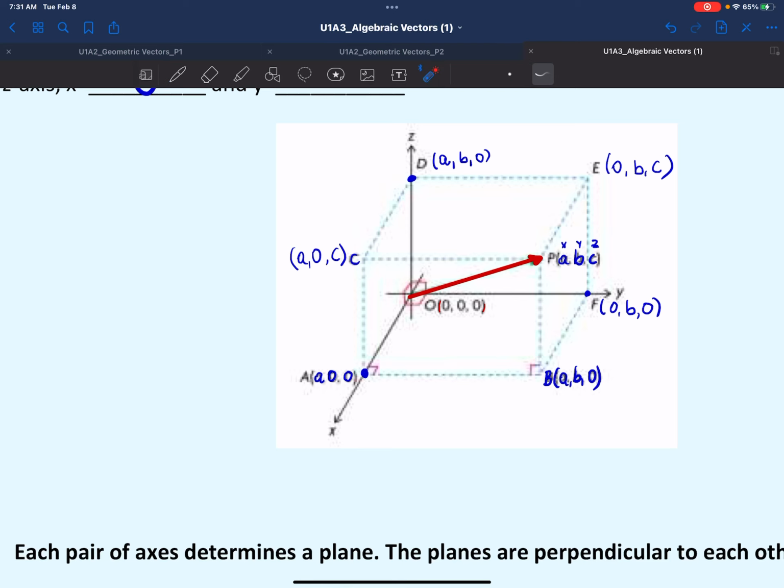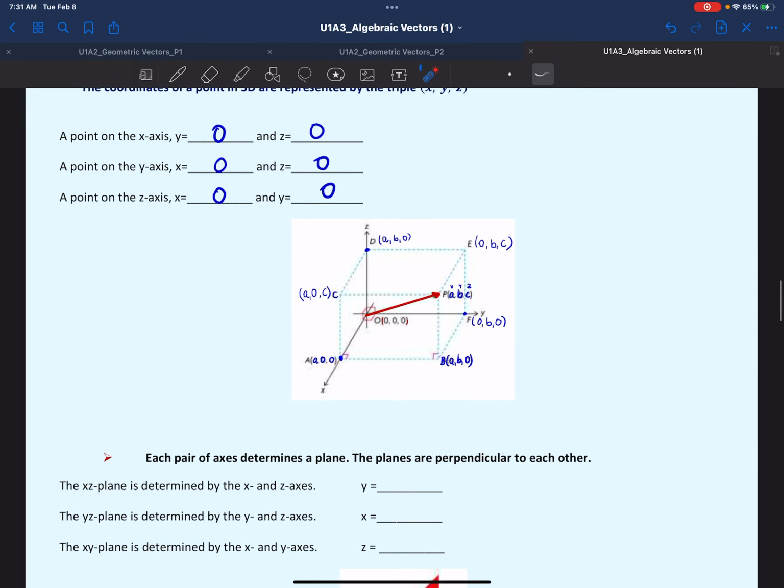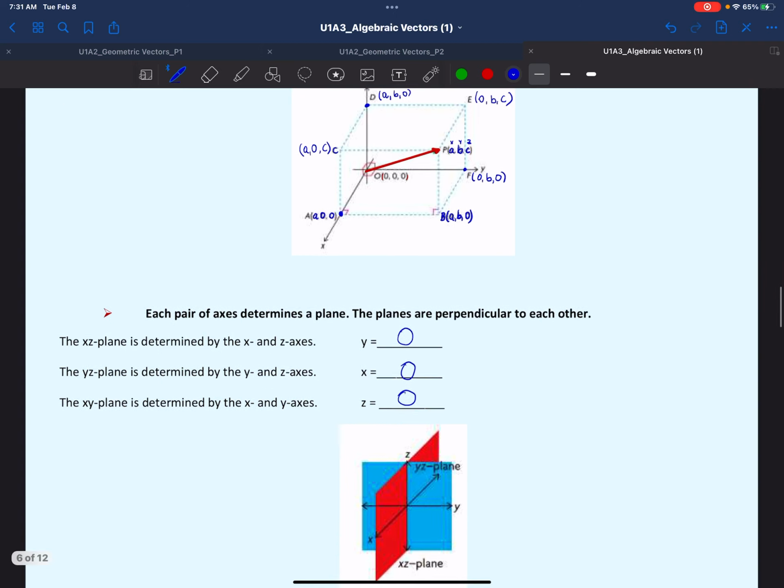Let's check and see if we had gotten all the points. So 1, 2, 3, 4, 5, 6, 7, 8, we got everything. So this is how we determine the coordinates in 3D. Now, each pair of axes will determine a plane, and planes are perpendicular to each other. So the XZ plane is determined by the Z and X axes. That's where Y is 0. The YZ plane, Y and Z axes. That's where X equals 0. And the XY plane is determined by the X and Y axes, so that's where Z is 0.